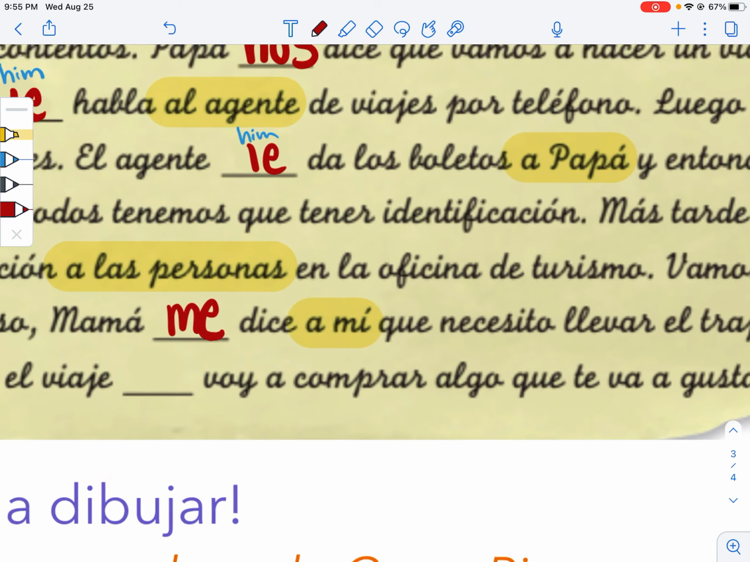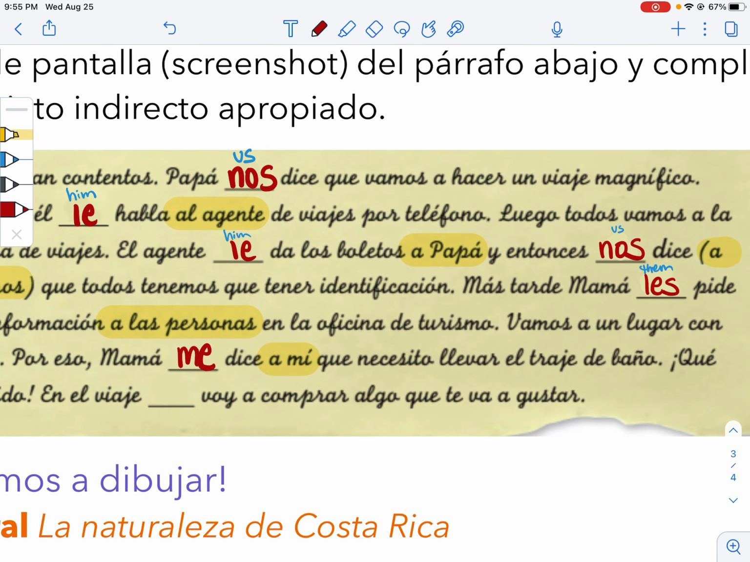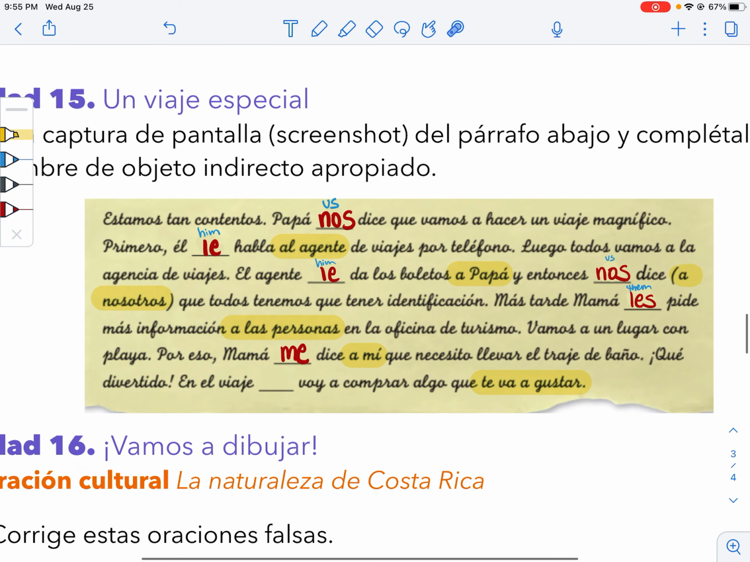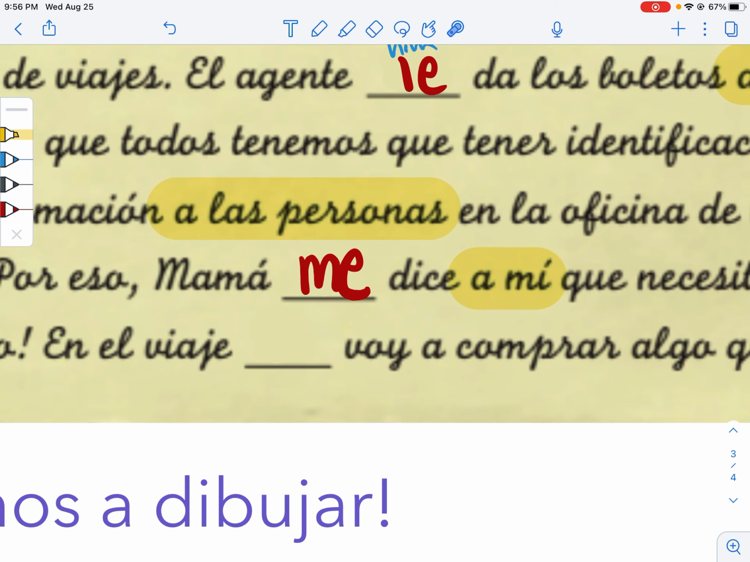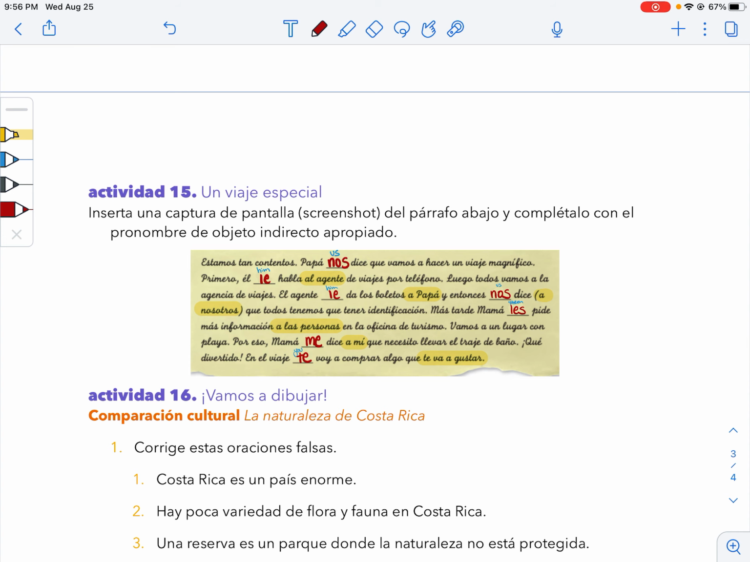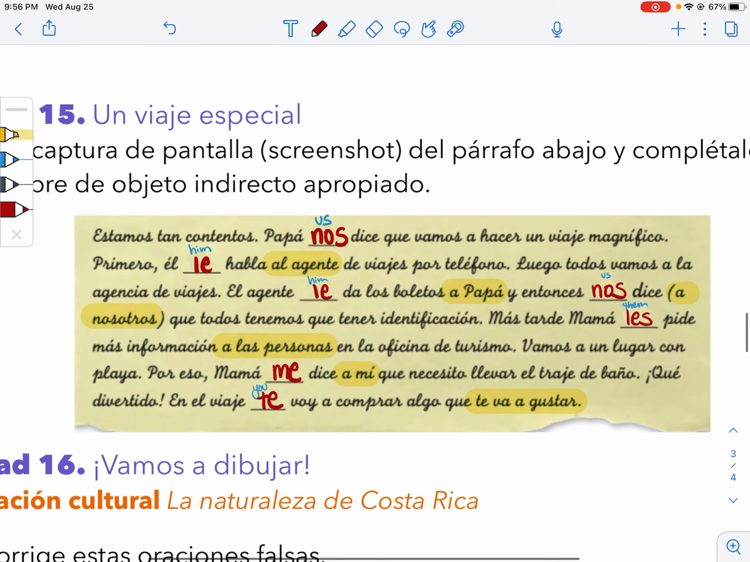En el viaje a comprar algo que te va a gustar. Whoa, that's a tricky one. How exciting, how fun. On the trip, I am going to buy somebody something that you will like. We're going to take a wild assumption there and assume that they will buy you something that you will like. So buy something for you. Te. Oh, so nice. Isn't that so cute?